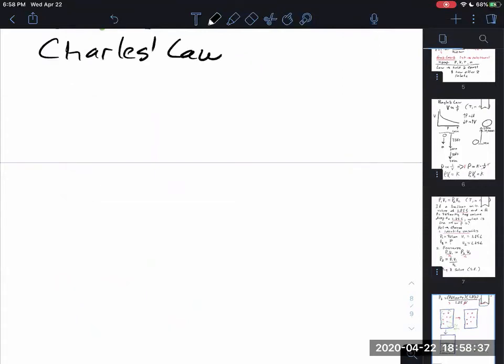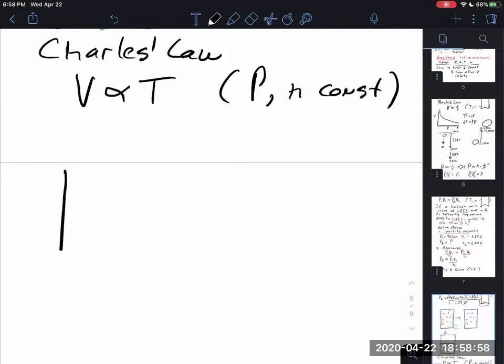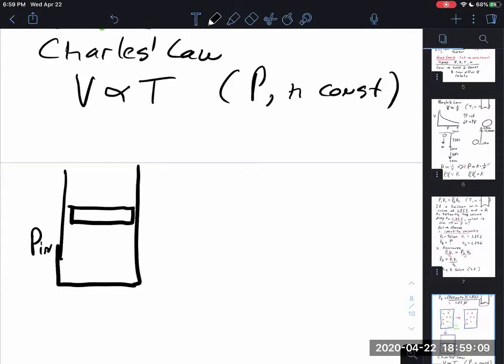Charles' law. And this is a direct law. This says that volume is directly proportional to temperature. And so again, we have to keep the other properties, pressure and moles, constant for this to be observed. First, I'm going to have a cylinder, and it's going to have a movable piston such that the pressure inside, P in, is equal to the P out.